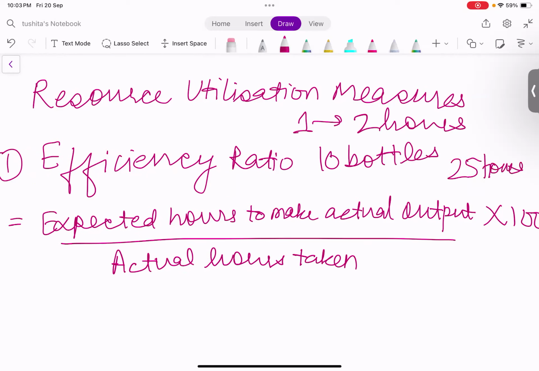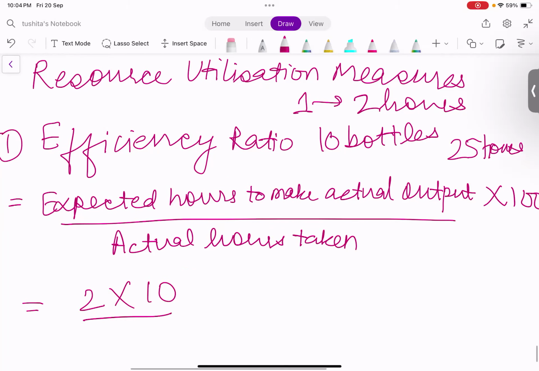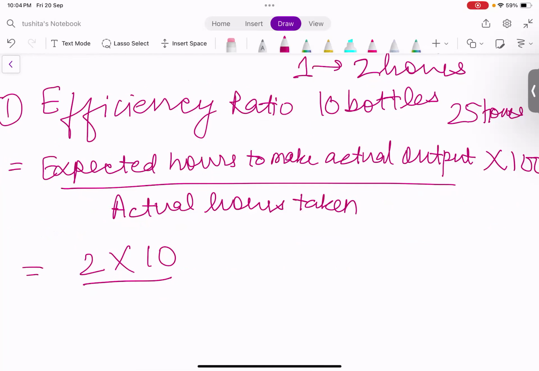So my efficiency ratio is, in my numerator, I'm supposed to take the expected hours to make the actual output. So my actual output is 10 bottles. One bottle is expected to take 2 hours. So my expected hours to make the actual output will be 2 hours for one bottle, and I've made 10 bottles. So 2 multiplied by 10 becomes my expected hours, and 25 hours is the time that I have actually taken to produce these 10 water bottles.